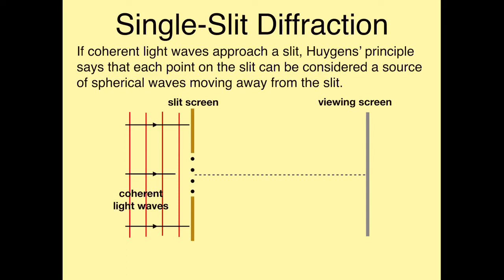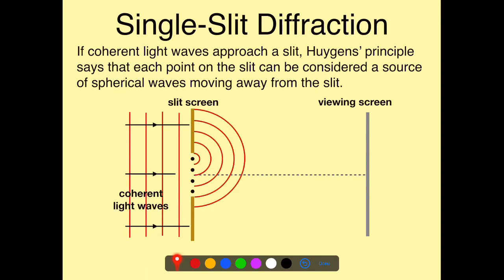But again, Huygens Principle states that at the slit screen, we can consider each point on the slit to be a source of spherical waves moving away from the slit. So let's show that for this point over here. We have spherical wavefronts moving away from that point. Let's do it again over here. We have spherical wavefronts moving away from that point. And technically, we could divide this slit into an infinite number of points. I'm just showing you 4 of them. But it gets the basic idea across.